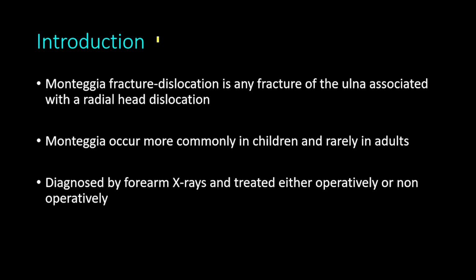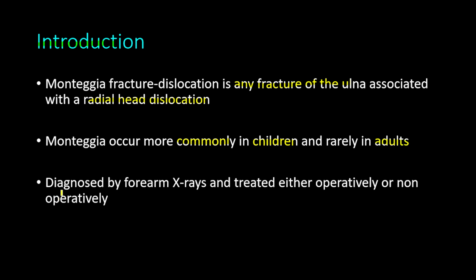So in our talk about Monteggia fracture dislocation, we will start with an introduction. Monteggia fracture dislocation is any fracture of the ulna associated with a radial head dislocation. So Monteggia is a combination of two injuries. It's a combination of a fracture of the ulna with a radial head dislocation. And Monteggia fracture dislocation occurs more commonly in children and rarely in adults.